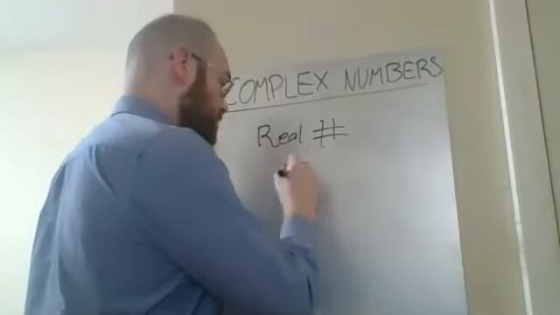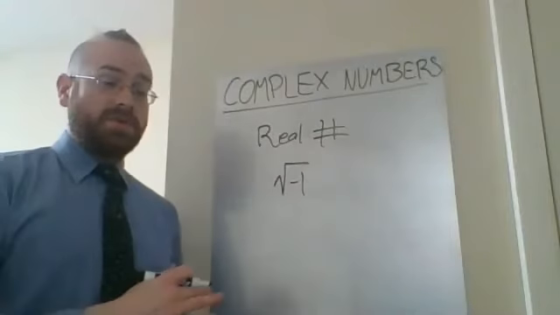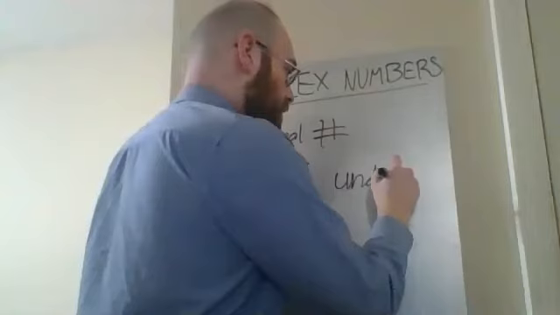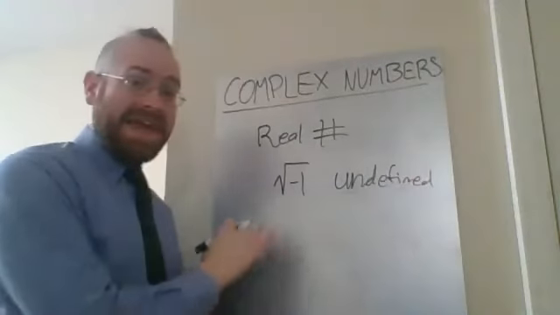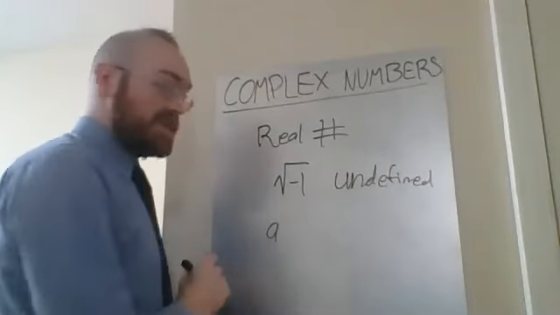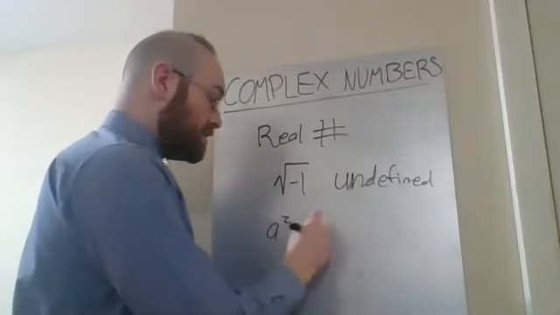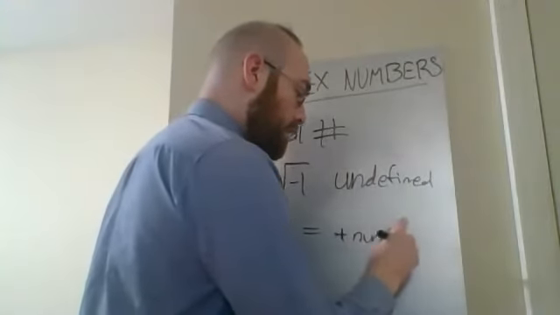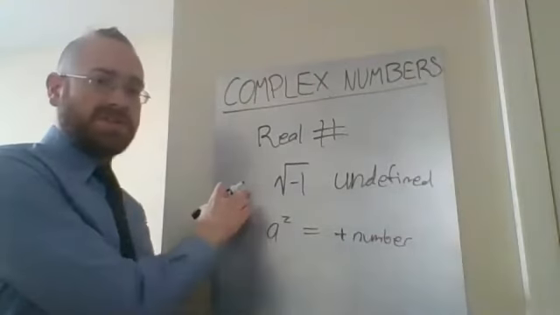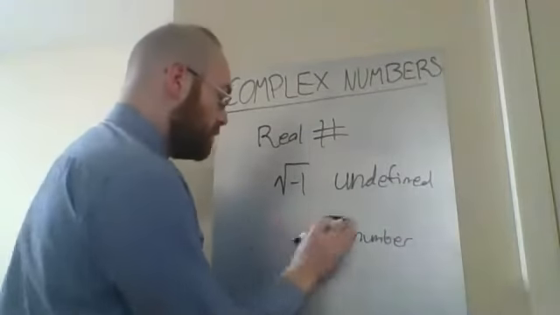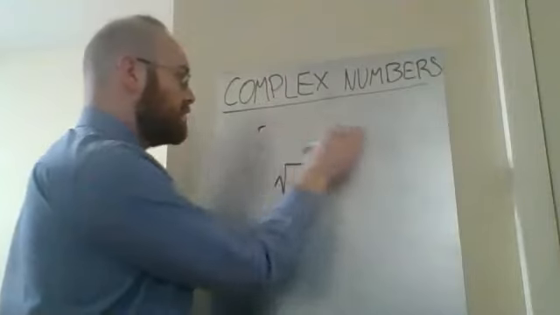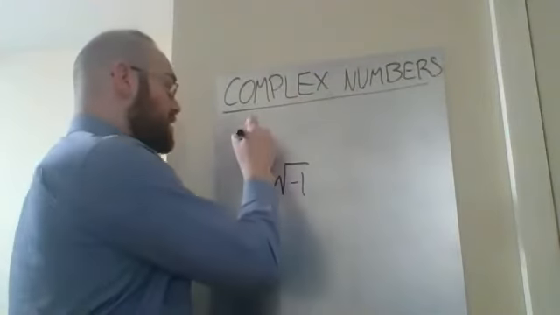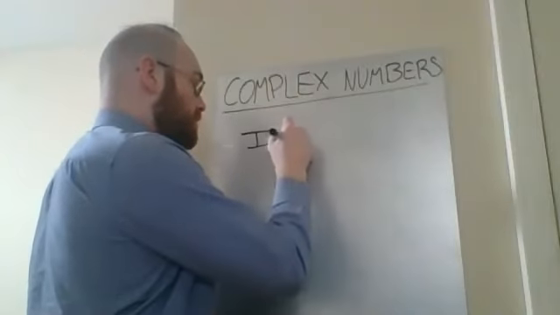So let's look at the square root of -1. We've been told all our lives that this is undefined. Because we know if we take any real number, such as the number a, and square it, we always get a positive number. So there's no real number for which this is true. But if we get rid of the condition that the number has to be real, we can define a new type of number. This is an imaginary number.